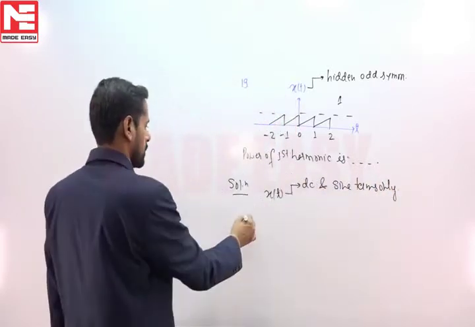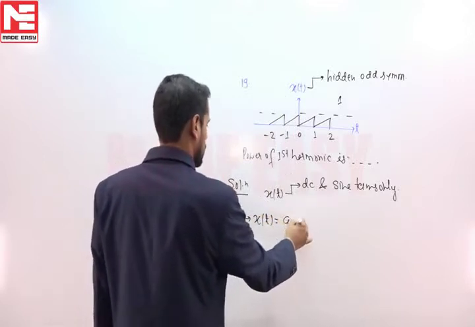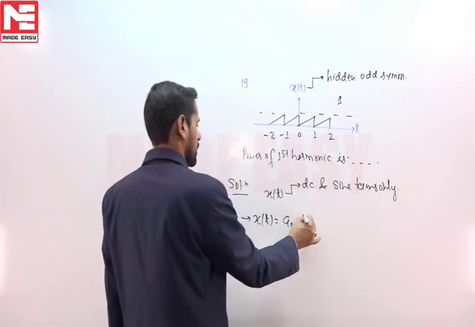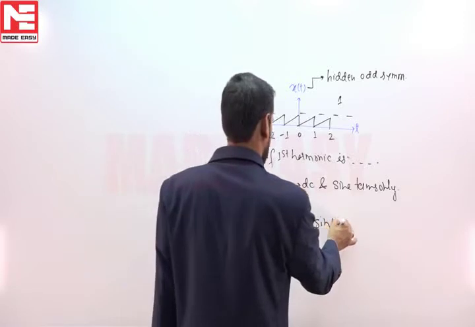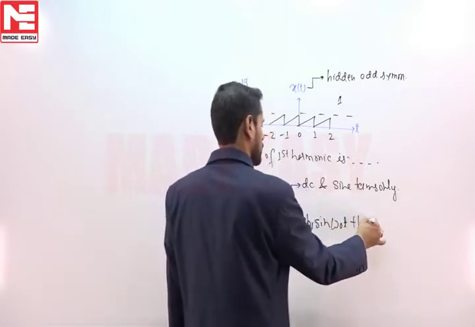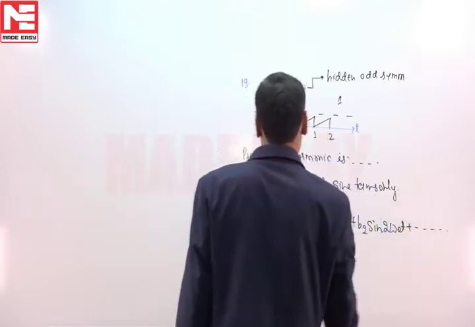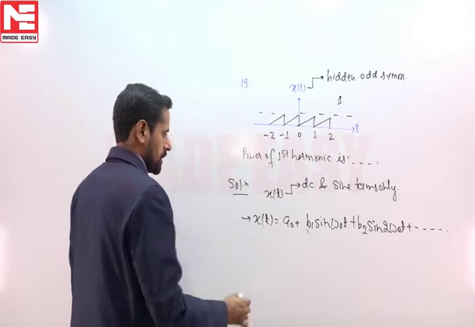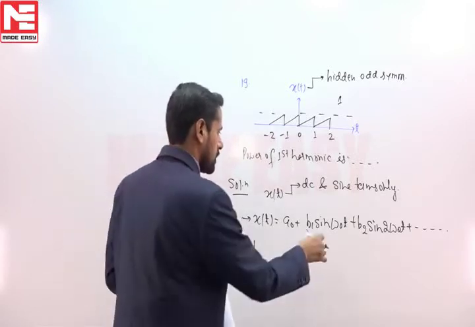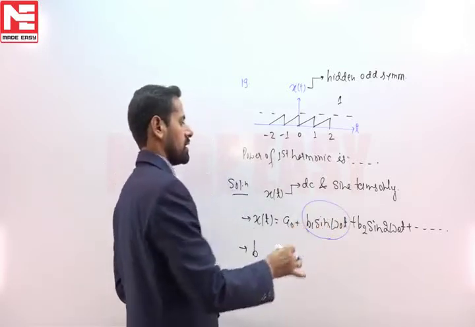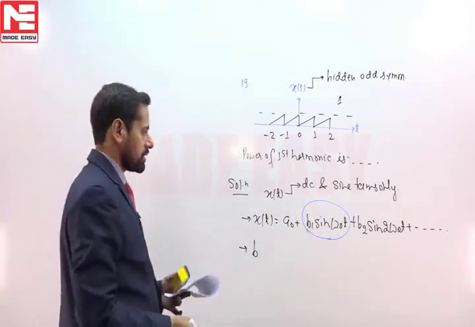Now, if we write down a rough expansion of signal x(t), it will be like this: A naught plus B1 sine omega naught t plus B2 sine 2 omega naught t, and so on. Here, only the fundamental harmonic term, or first harmonic term, is available as B1 sine omega naught t.